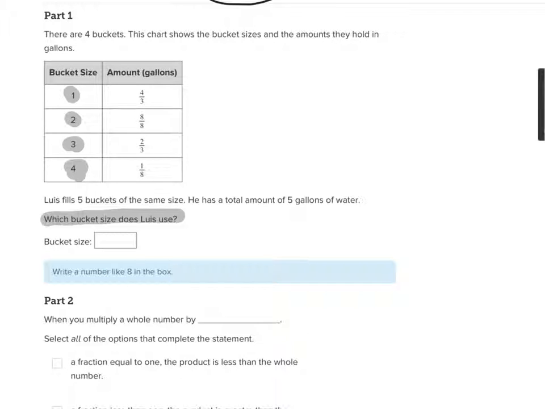Which bucket size does Luis use? So if he fills 5 buckets, and they each have some amount, you would multiply 5 times that amount to get the total, and his total is 5. Well, 5 times what makes 5? 5 times 1 makes 5. Which of those fractions is equal to 1 whole? 8/8. So the bucket size is size 2.